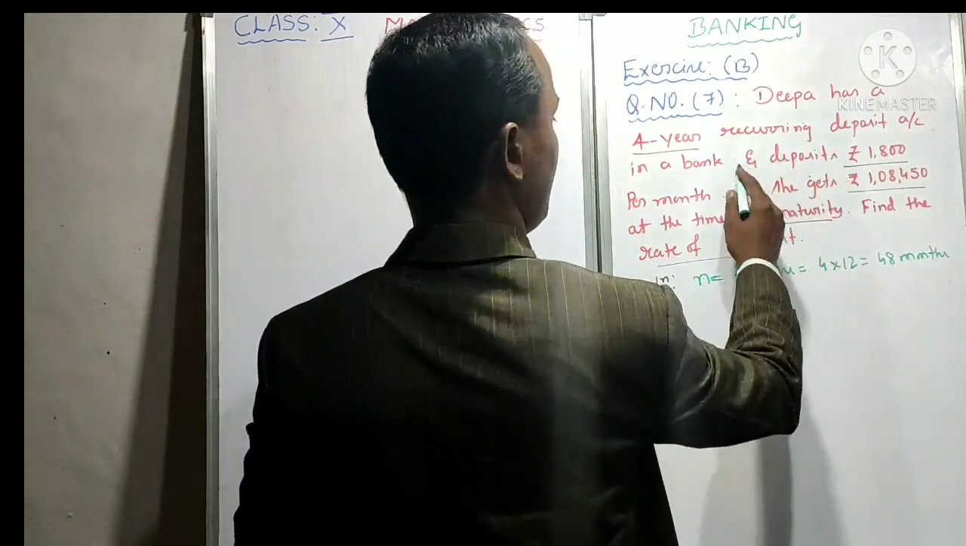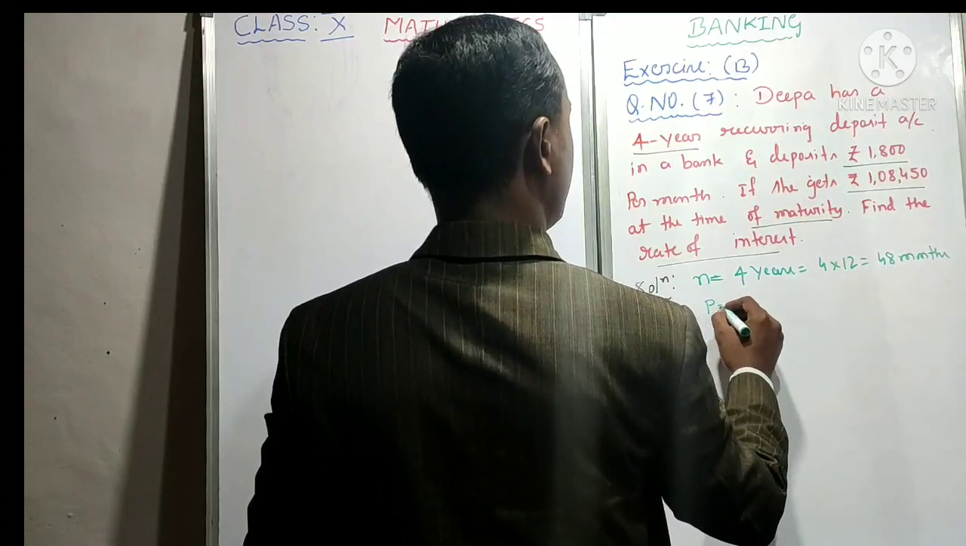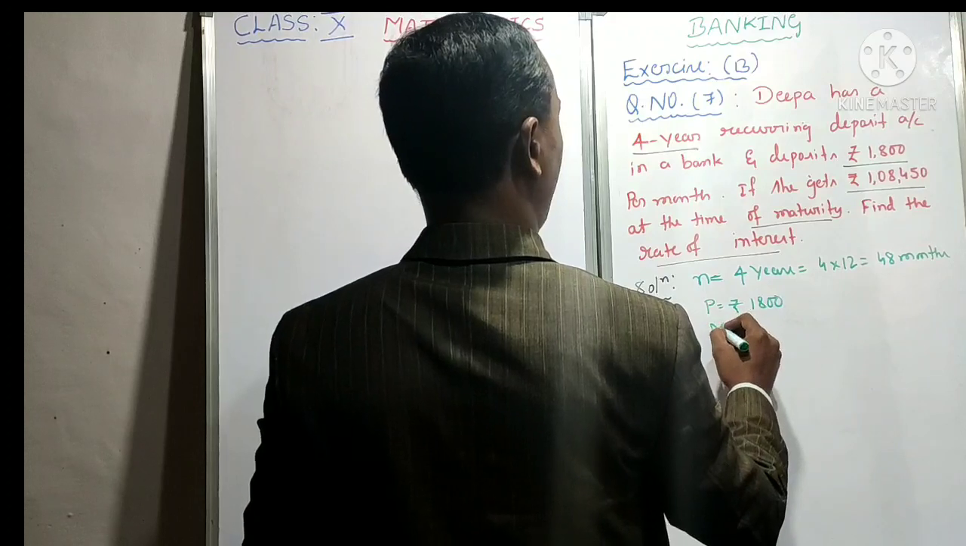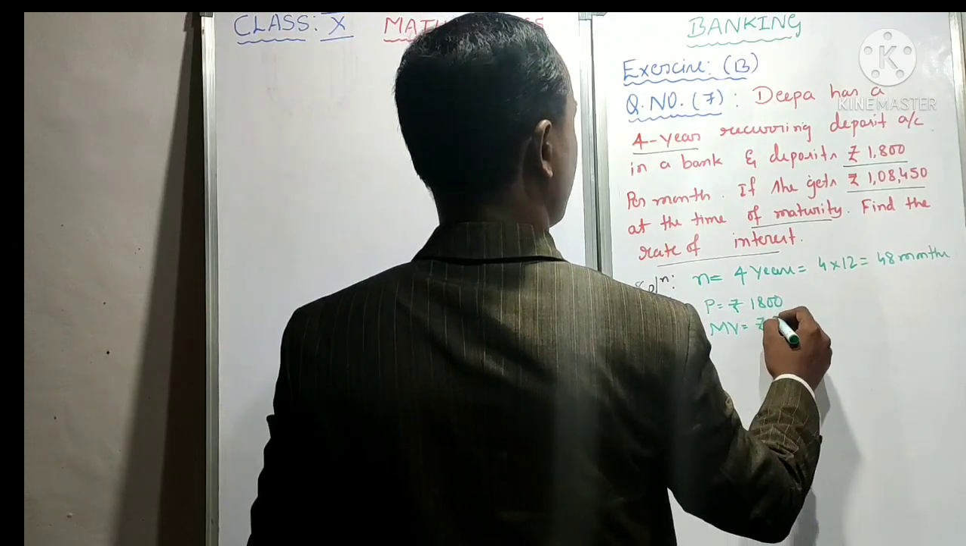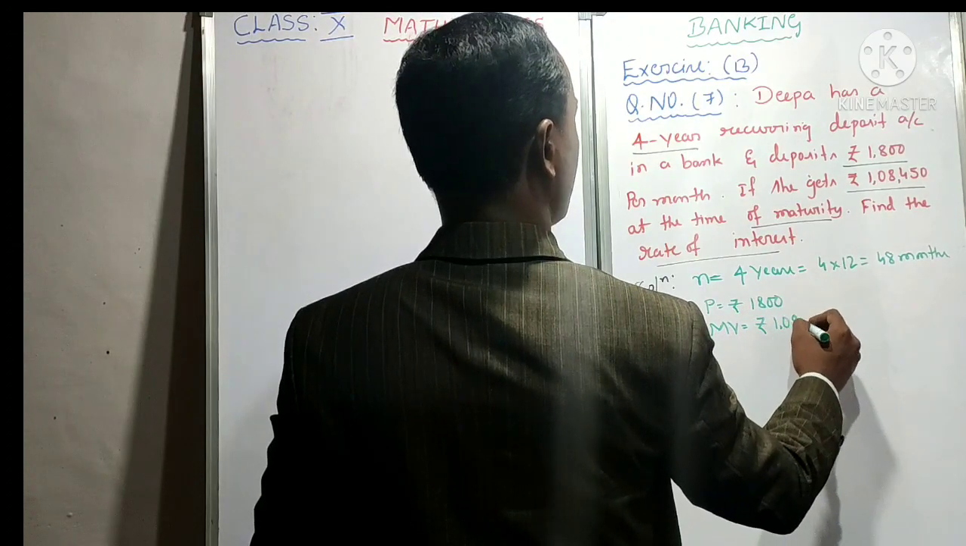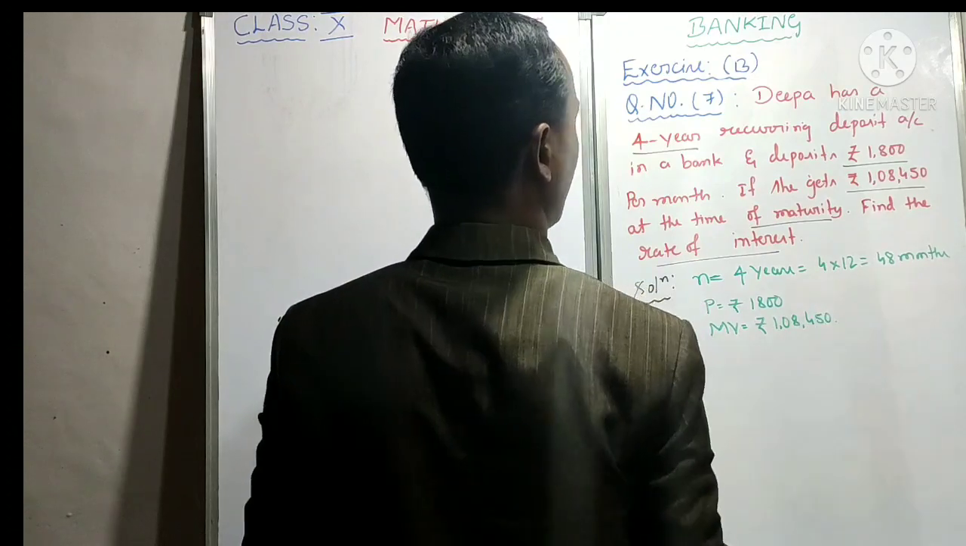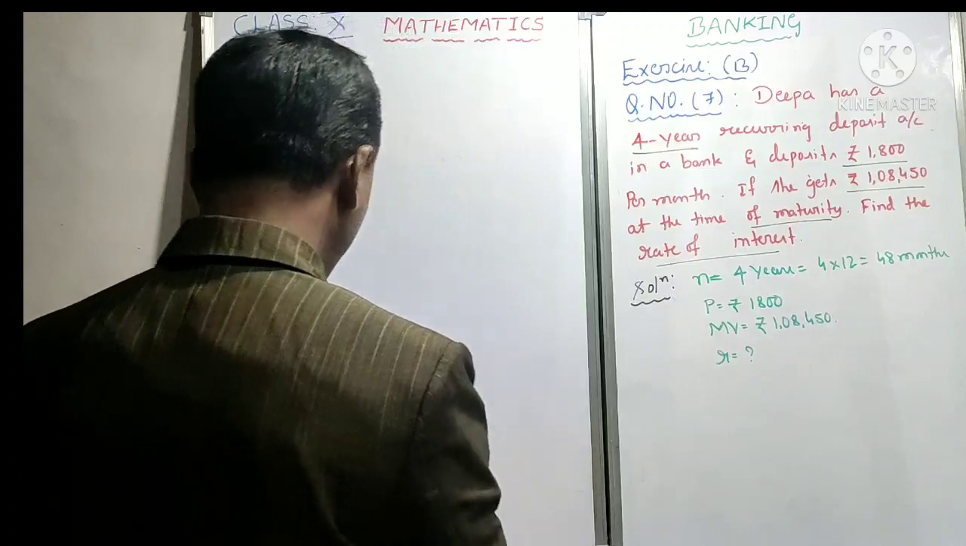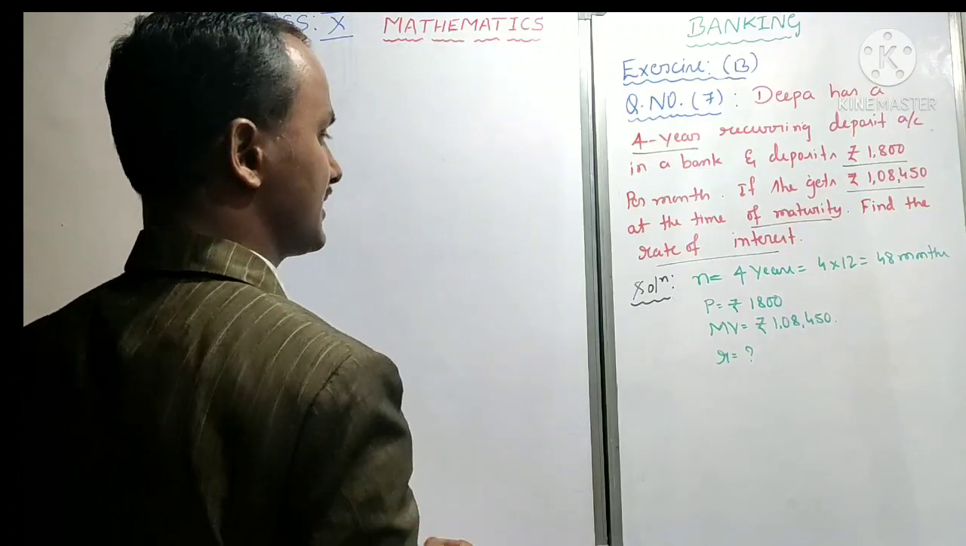Next, the amount deposited every month, P, is equal to rupees 1800. Then the maturity value is equal to rupees 1,08,450. Then we are going to find the rate of interest. What can you do? Next step, you already understand.